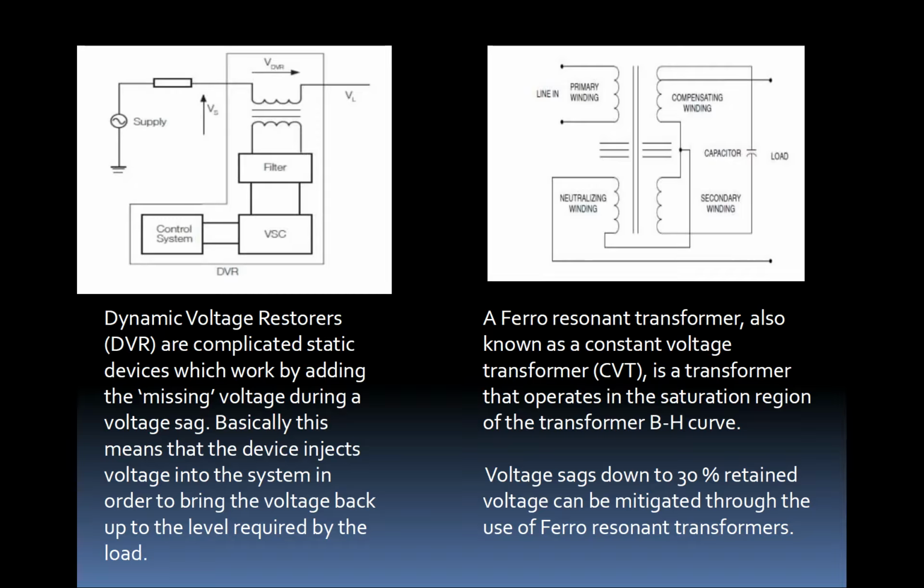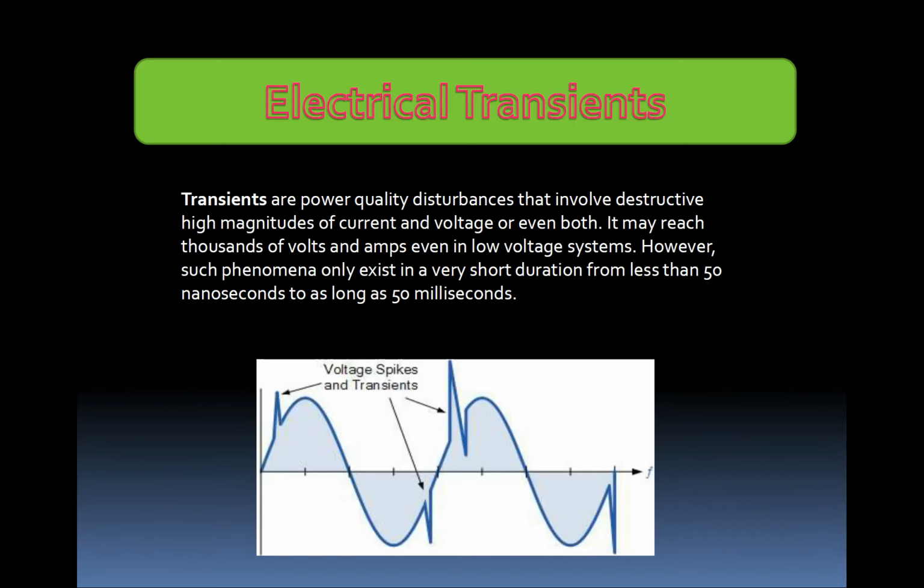Next is the ferro-resonant transformer. In the ferro-resonant transformer, we call it a constant voltage transformer. It's different from the normal voltage transformer. It is a constant voltage transformer that operates in the saturation region of the BH curve. So voltage sags down to 30% of rated voltage can be mitigated using this type of transformer, the CVT or ferro-resonant transformer.